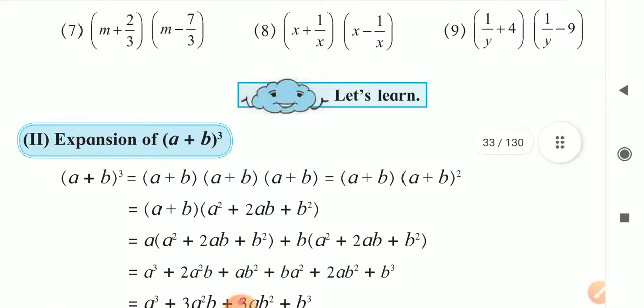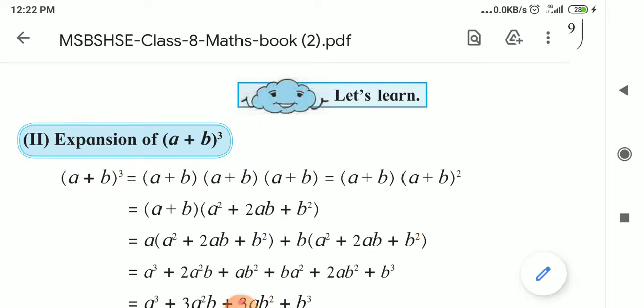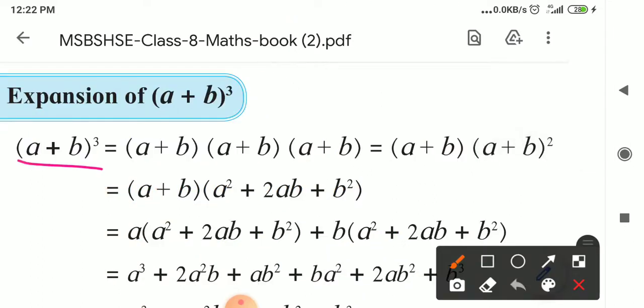Now today we are going to see the expansion of (a + b) whole cube. So first of all, what is the meaning of (a + b) cube? (a + b) cube means (a + b) multiplied three times. So here you see that between two brackets there is a multiplication sign.